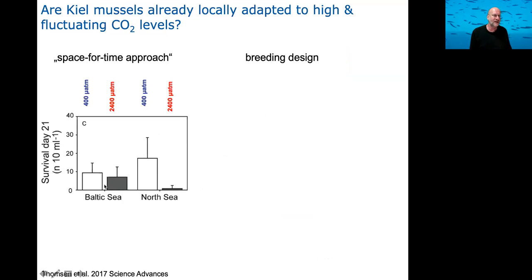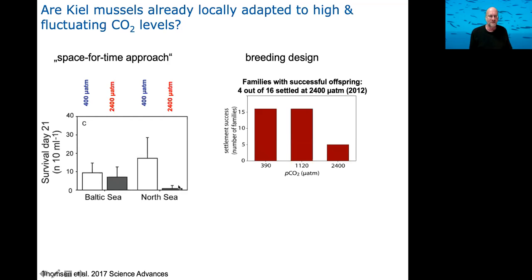If you take Baltic Sea mussels, the survival of the newly settled spat is indistinguishable between the controlled PCO2 and the really high ocean acidification levels, whereas if you take North Sea mussels, there's a dramatic decline of the survival.